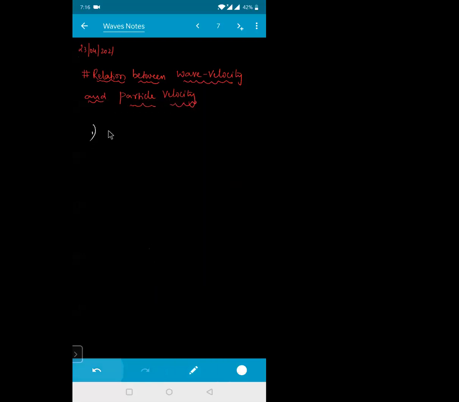Let me write first about particle velocity. How do you write the particle velocity in SHM? Particle velocity is represented by Vp. So the velocity of your particle will be equal to dy divided by dt, which is equal to omega into the square root of a squared minus y squared. That is the velocity of the particle.